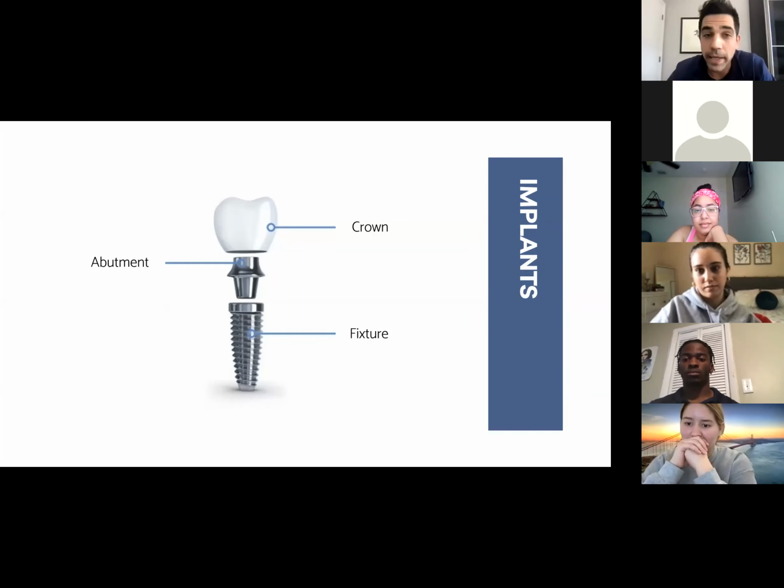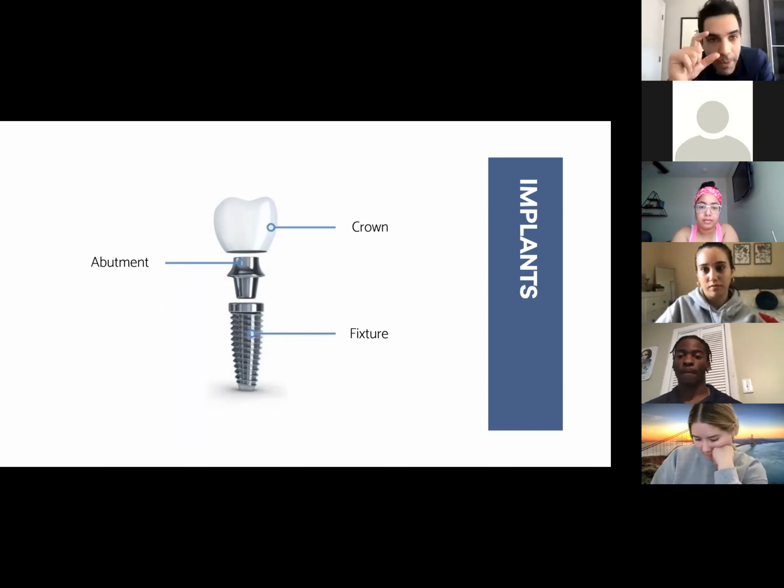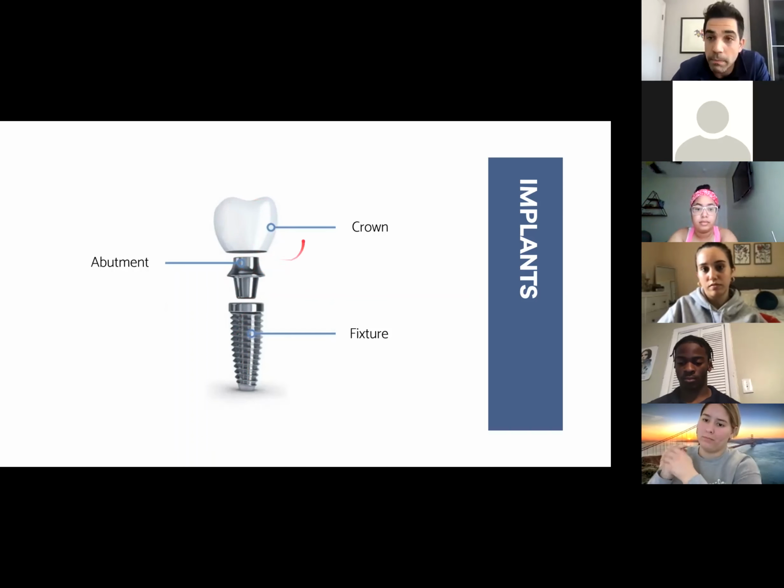All right, so implants. When the man upstairs makes teeth, it's all one sweet little piece, very well-designed little structure. When we make teeth, it's 3 pieces, all right? We have the implant body or fixture, right? That's the screw that goes in the jawbone. We have a connector called an abutment, and then we have a crown that goes over top.